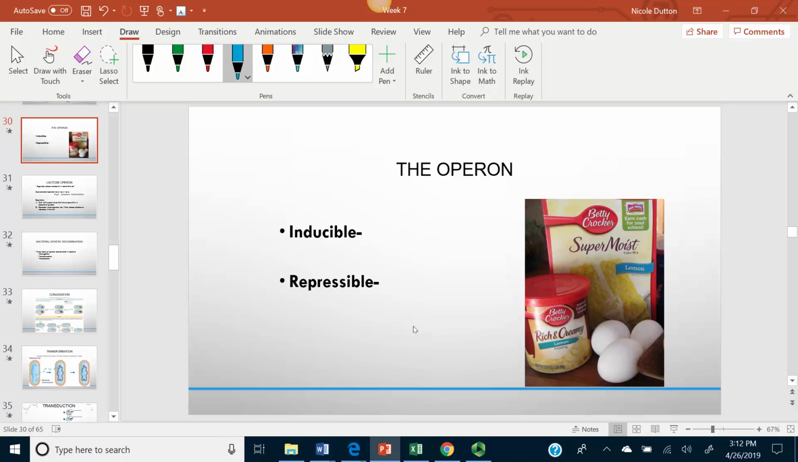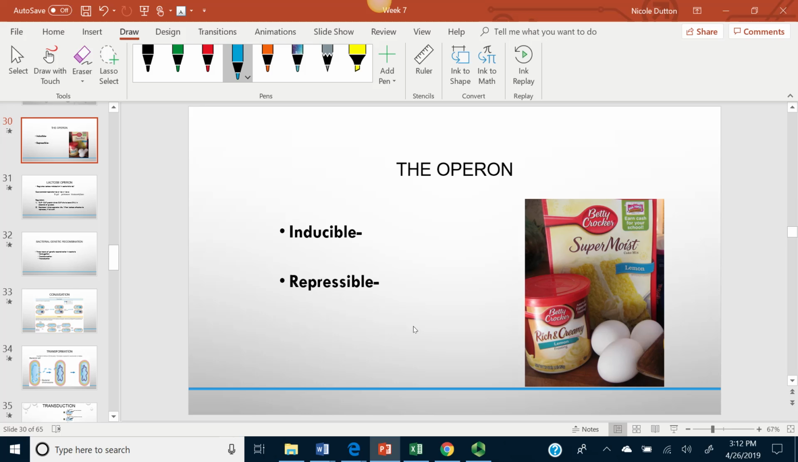So this segment talks about the operon and then several mechanisms of gene transfer. First, the operon. When I went through translation and transcription, I talked about how there are some major differences between prokaryotic and eukaryotic transcription and translation.